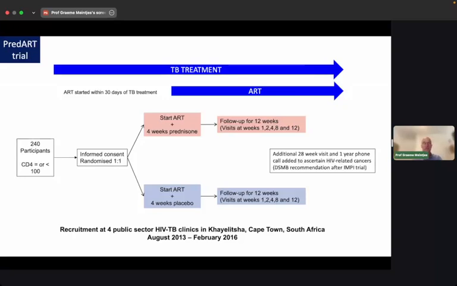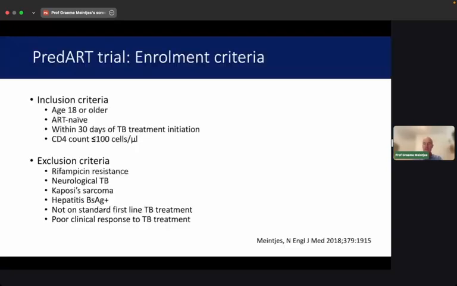So this just shows you the schema for the trial. The trial was called the PREDART trial. These were all patients on TB treatment, starting ART within 30 days of their TB treatment. 240 participants, all with a CD4 count of 100 or less, and they were randomized to start ART with prednisone for 4 weeks and then followed up for 12 weeks, or to start ART with placebo for 4 weeks and followed up for 12 weeks. And what we were interested in was the rates of IRIS, comparing those who received prednisone to those who received placebo, and what were the rates of steroid side effects.